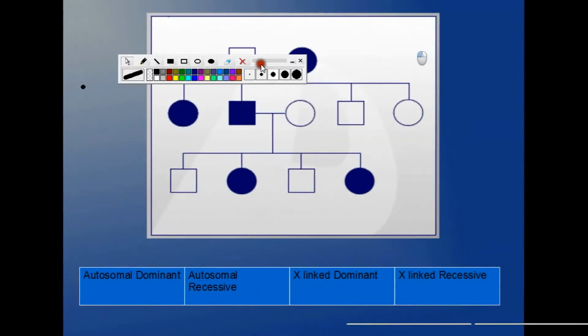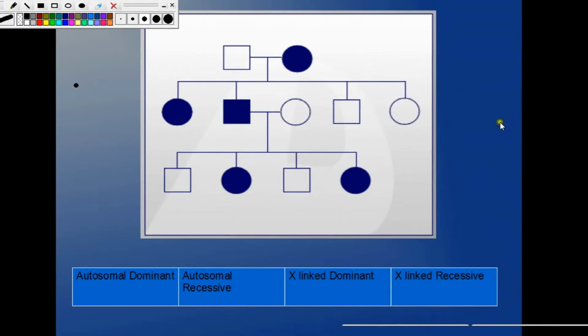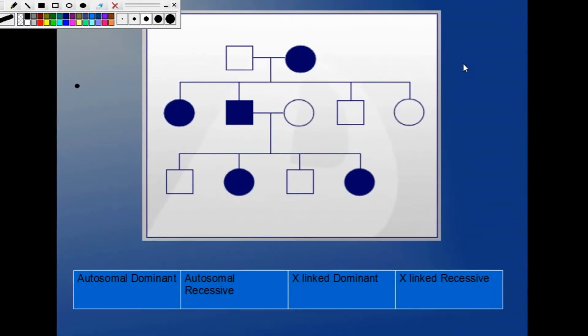Alright, so we're going to put up a problem onto the screen. Once you see it, pause the video and try to go through the problem, and then once you think you're done, play the video and we'll show you how to do it.